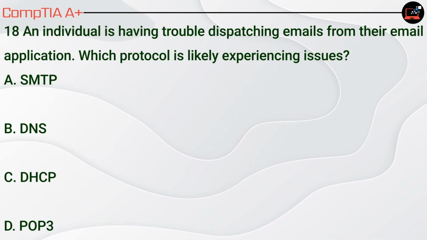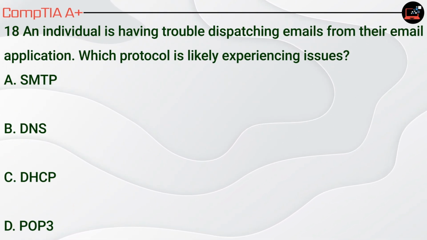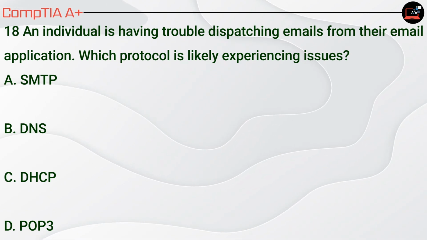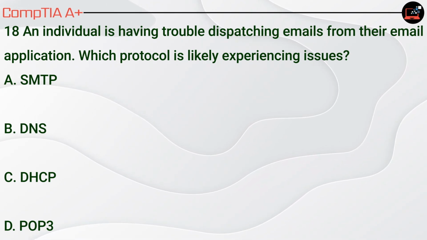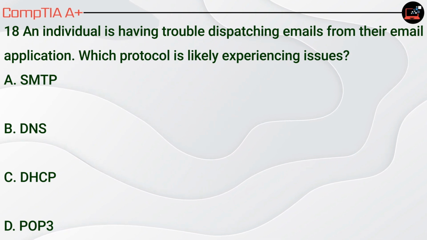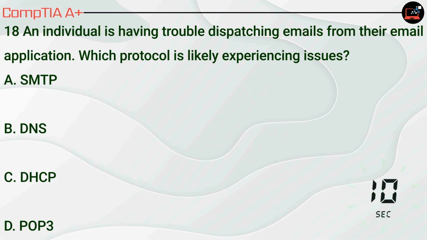18. An individual is having trouble dispatching emails from their email application. Which protocol is likely experiencing issues? A, SMTP. B, DNS. C, DHCP. D, POP3.